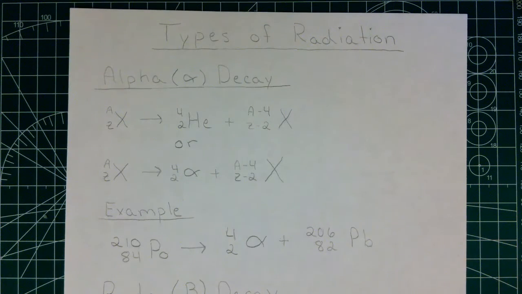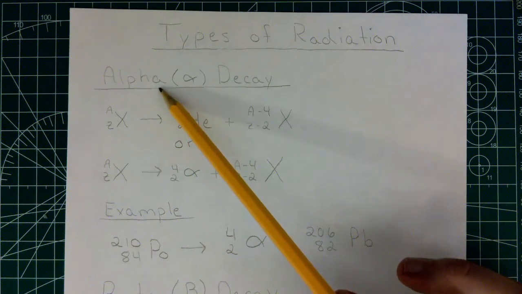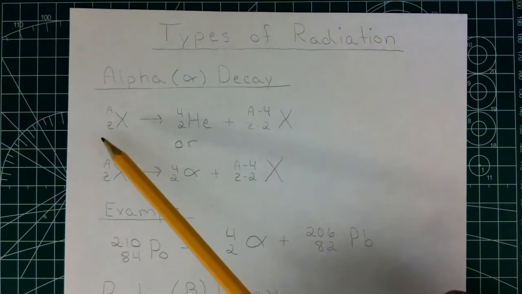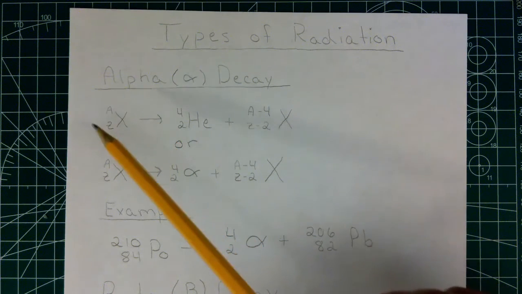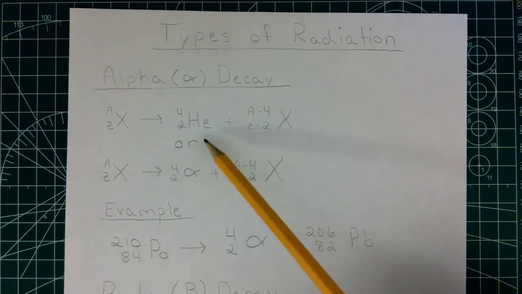Okay, so now we're prepared to talk about the different types of radiation reactions that might occur. The first one I want to talk about is called alpha decay. In this type of radiation, we have an unstable nuclide that emits an alpha particle.